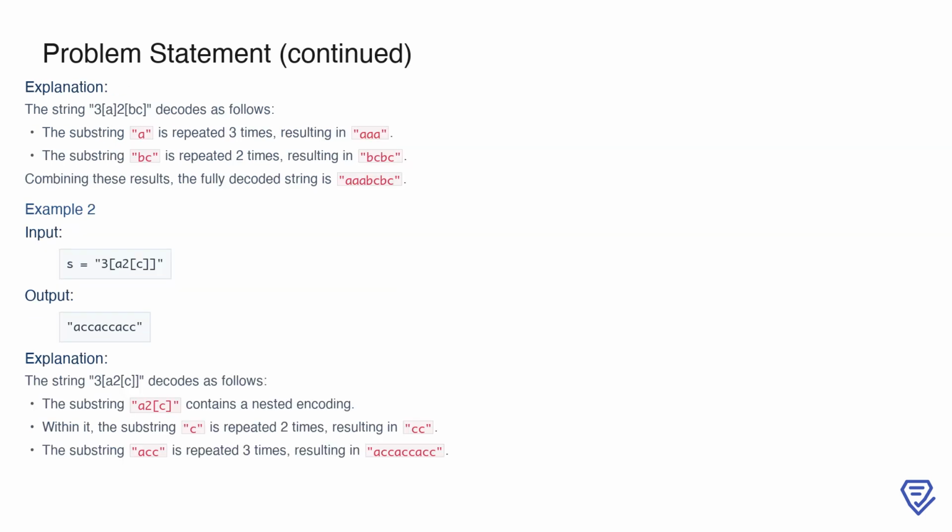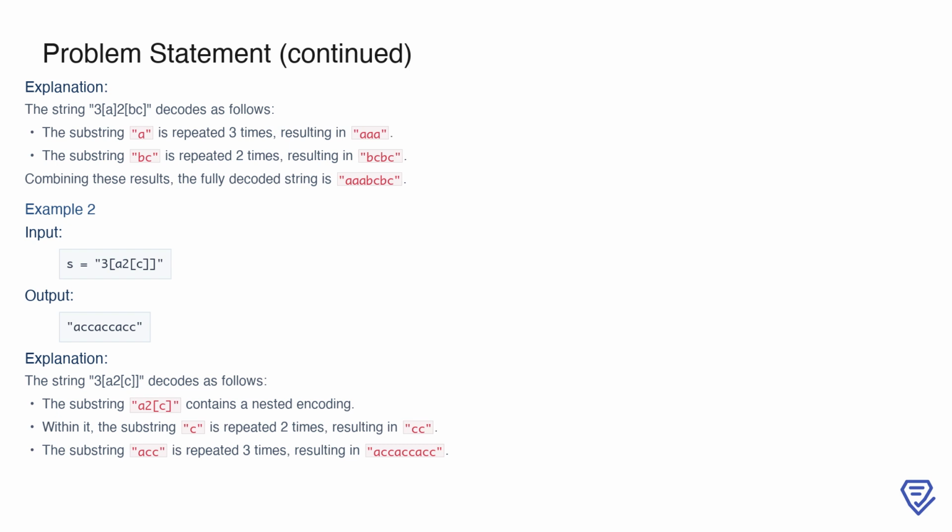Consider the first example, where s is given as 3[a]2[bc]. To decode this, start by focusing on the individual encoded segments. The substring a is repeated 3 times, which gives us aaa. Similarly, the substring bc is repeated 2 times, resulting in bcbc. When we combine these two decoded parts, we get the final decoded string aaabcbc.